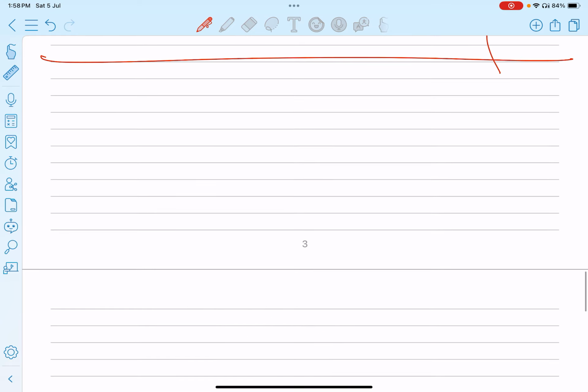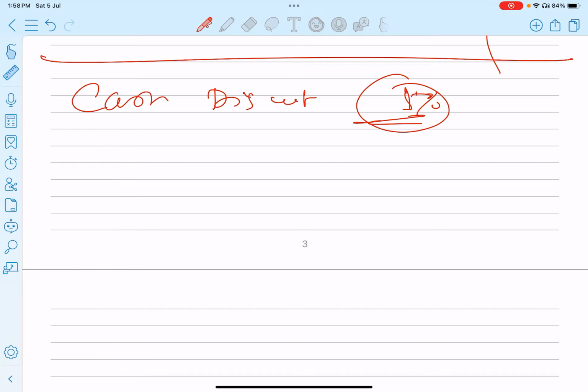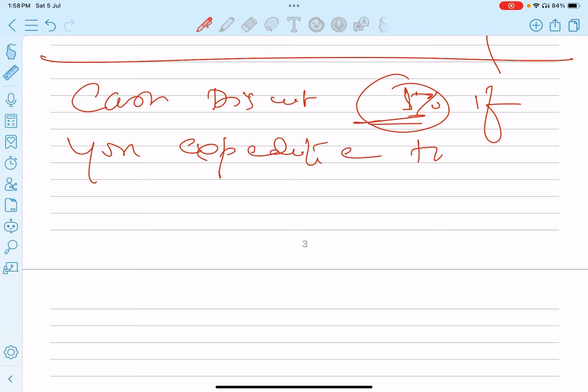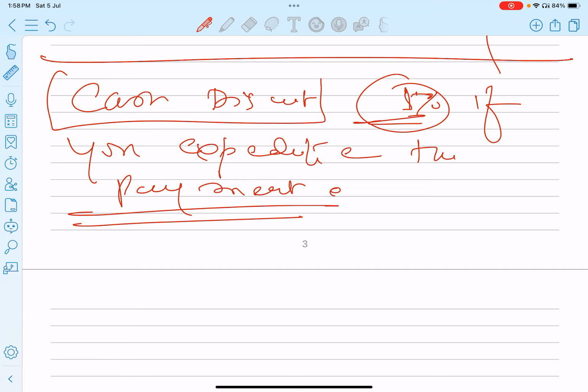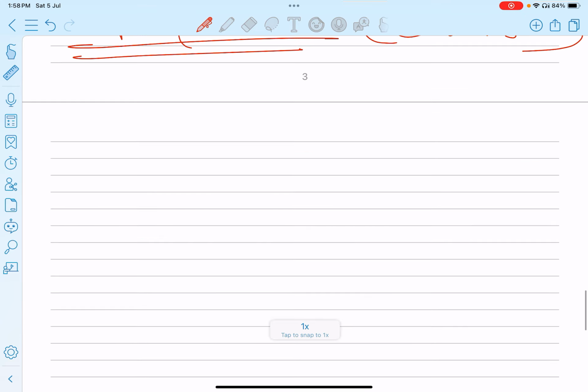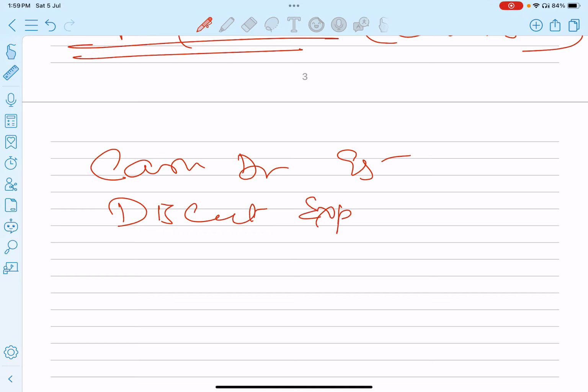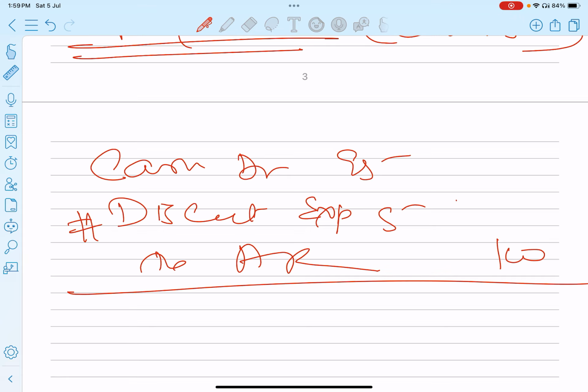Now you have a discount. If you agree that I will give you a cash discount of 5% if you expedite the payment, in that case this will be considered a cash discount. For booking the cash discount, you need to say cash debit 95, discount expense 5, to AR 100. So this was the cash discount.